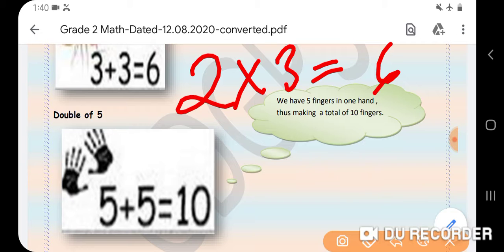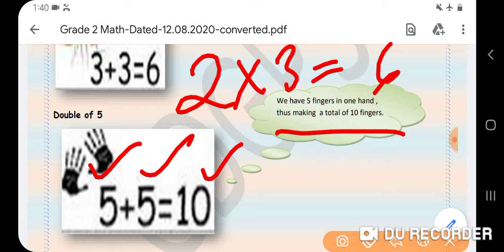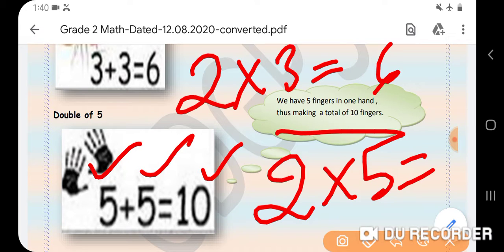Now look at the hand. Look at your hand. One hand is having 5 fingers. So 5 plus 5 is equal to 10 because we have 5 fingers in one hand, thus making a total of 10 fingers. So 2 times 5 is equal to 10.